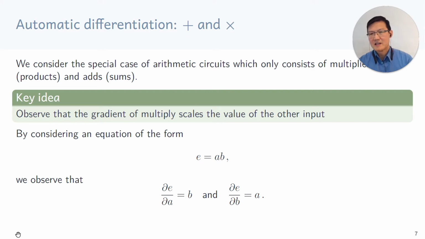The key idea is that the gradient of a multiplication scales with the value of the other input. So, for example, we're given an equation E is A times B. We observe that the gradient of E with respect to A is B, and the gradient of E with respect to B is A.